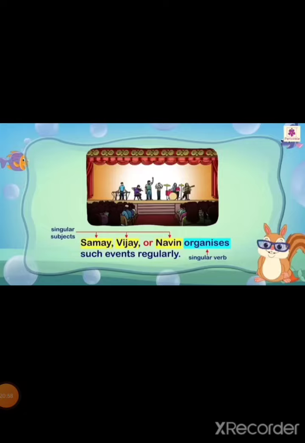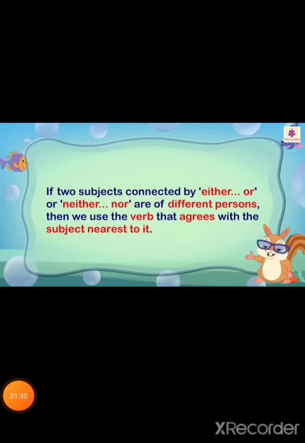Again I am giving another example. Samay, Vijay or Navin organizes such events regularly. See, all the subjects over here are singular in number. Samay is the name of a man, singular. Vijay, singular. Navin, singular in number, and these are joined by or. So after that the singular verb will follow, organizes, such events regularly. Understood?